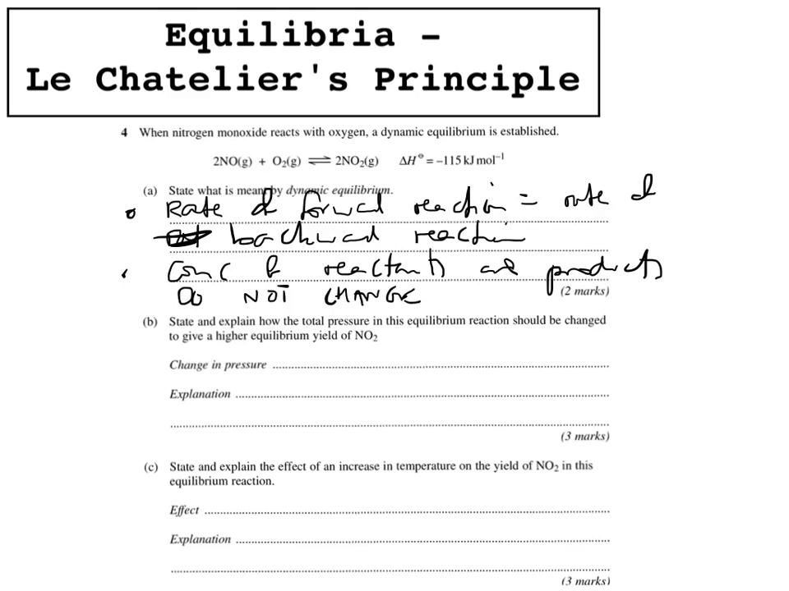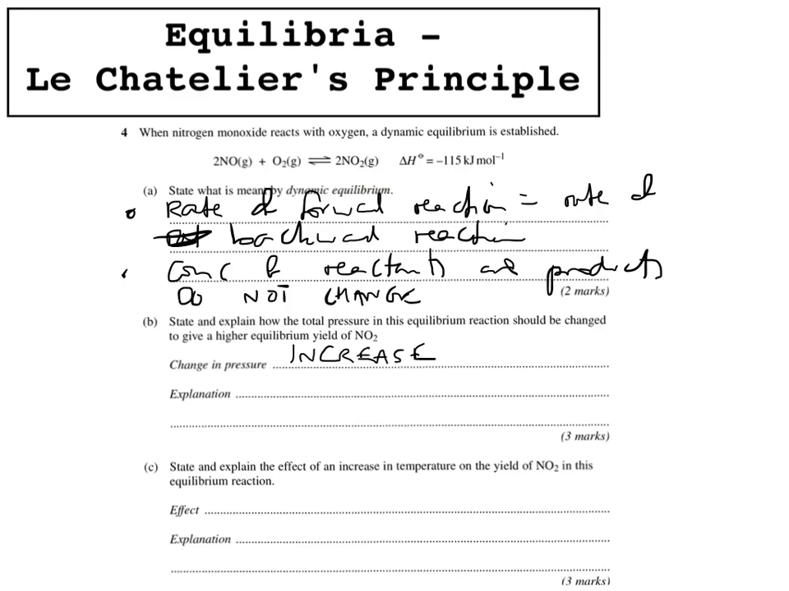And then it says state and explain how the total pressure in this equilibrium should be changed to give a high equilibrium yield of NO2. So we want to make more nitrogen dioxide. We want to say how we can change the pressure. So first look how many moles of gas are on both sides. There are 3 moles on this side and 2 moles on this side. So therefore we're going to shift to the side with fewer moles. So we're going to have to increase the pressure, squeeze it, so that it shifts to the side that takes up less space. So we're going to increase the pressure to increase the yield of NO2.